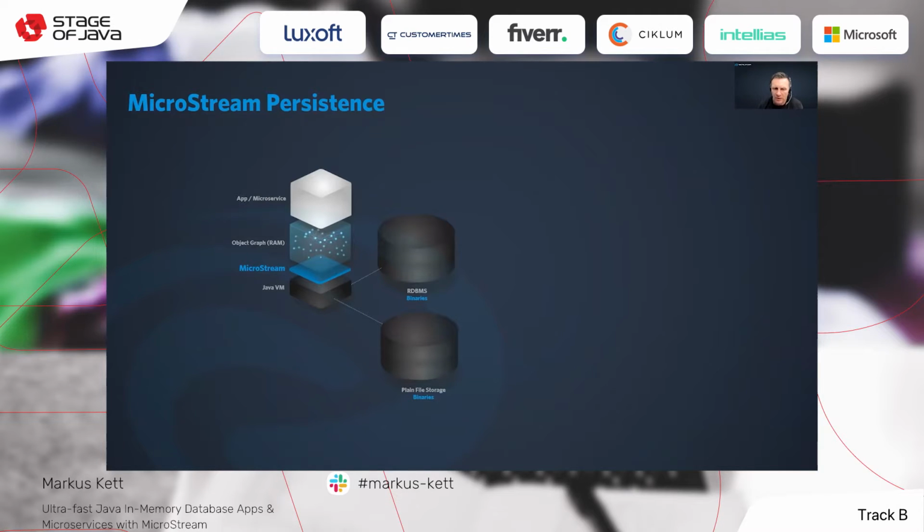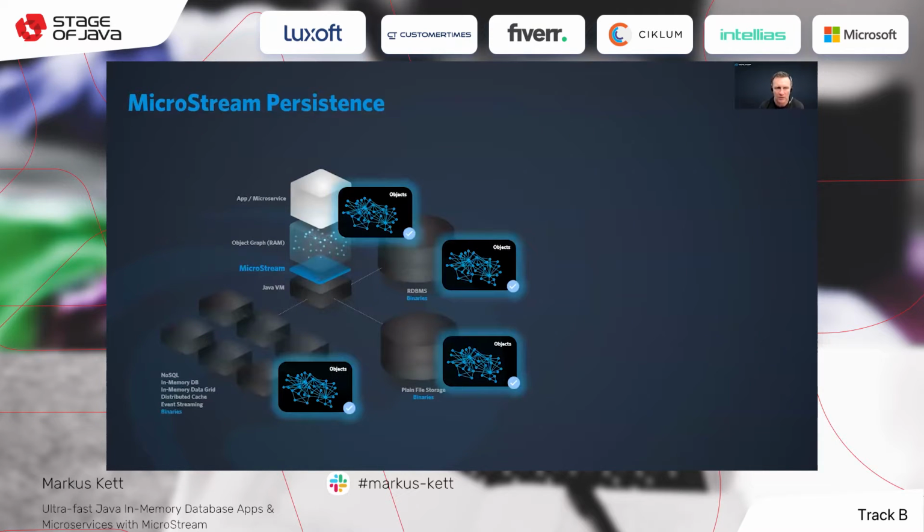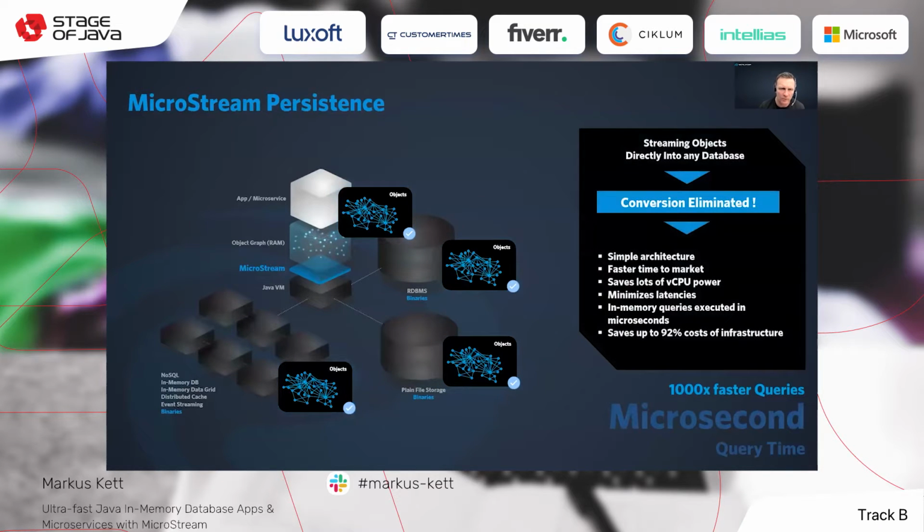You can store your objects in a plain file storage, but you also can store your objects in a relational database or in any NoSQL database system. You can use an in-memory data grid as your persistence strategy. You can use a distributed cache like Redis. You can use event streaming like Kafka. Because we store binaries, there is no more mapping or data conversion at all. So we store binaries only, and so data conversion is eliminated. The architecture is super simple.